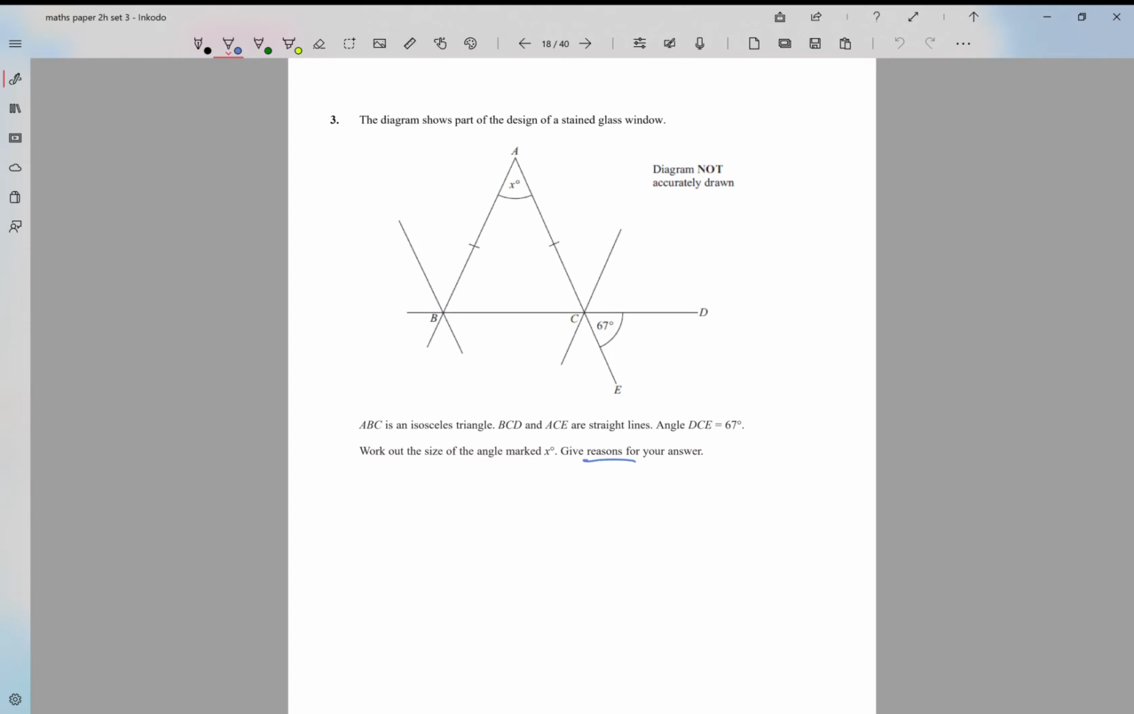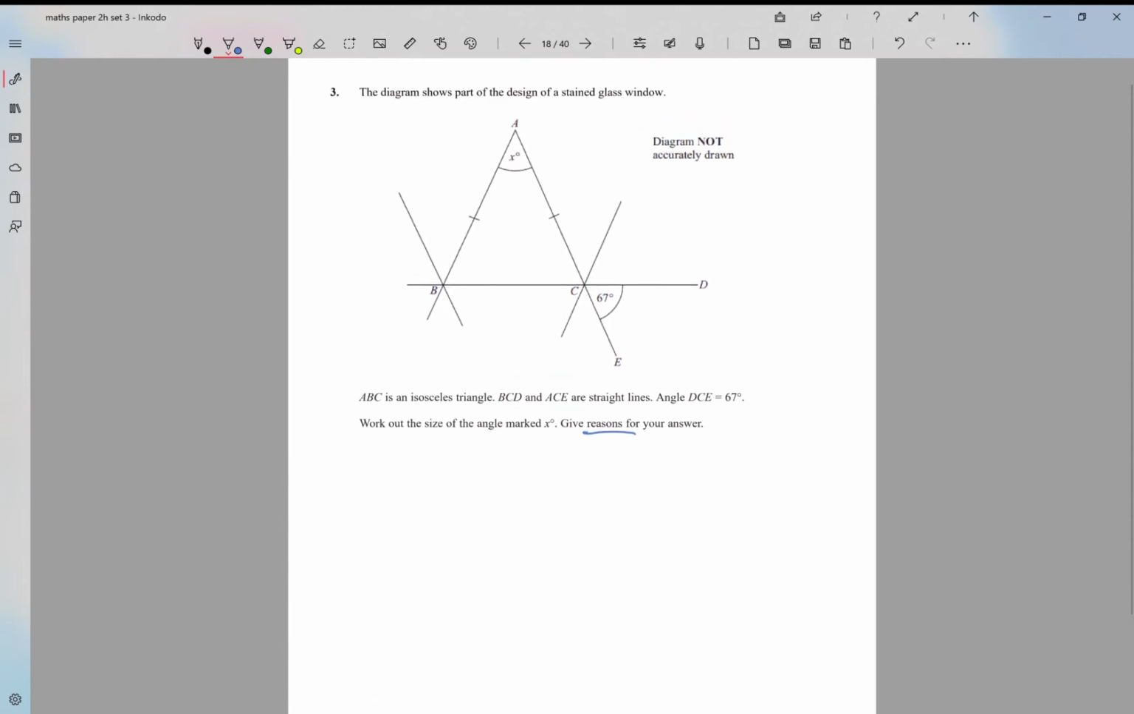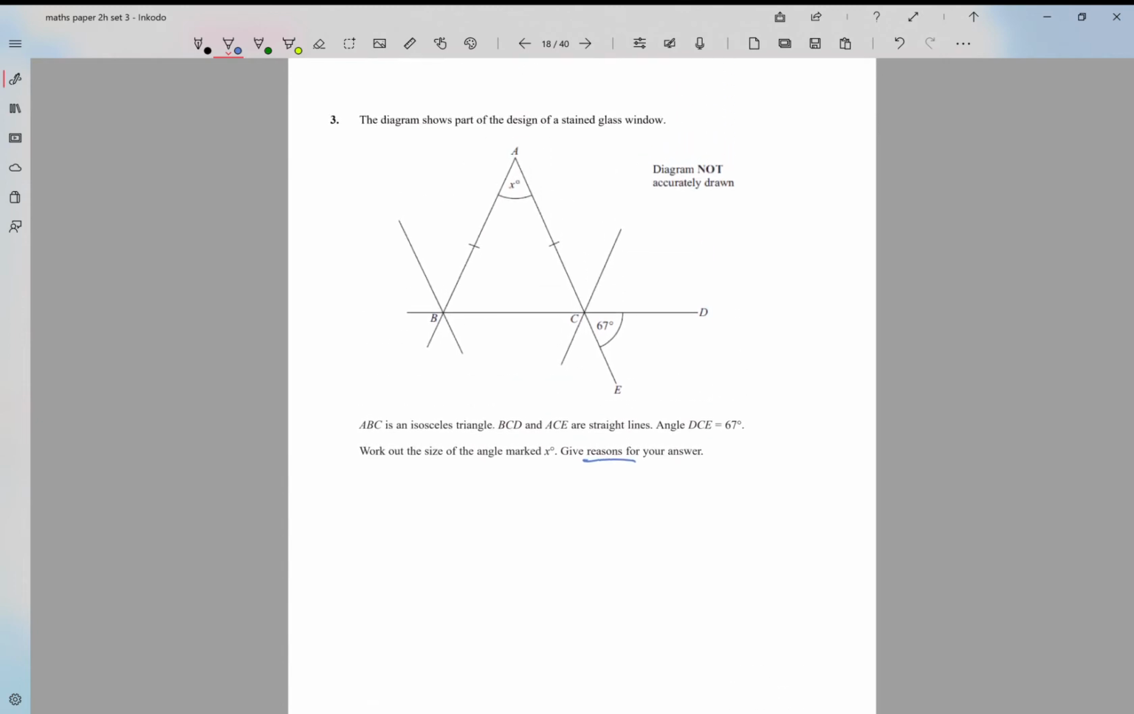Now that means you can't just write the answer. You actually need to tell what you've done, and therefore there'll be marks available for that as well. 4 marks, so it's probably 2 marks to get to the value and then another 2 marks to explain how. Okay, so I'm just going to walk this through step by step.